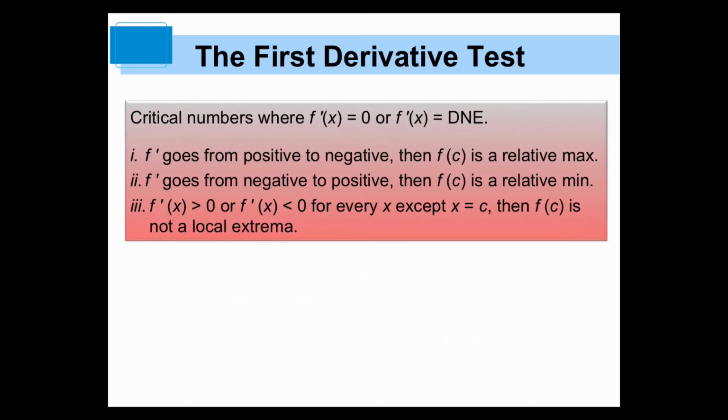There it is. There are 3 parts. 1 and 2 are pretty straightforward. We talked about already. We will talk about 3 after you're done writing. Notice it says, for instance, in number 1, f prime goes from positive to negative. It doesn't say from increasing to decreasing. Use positive and negative.